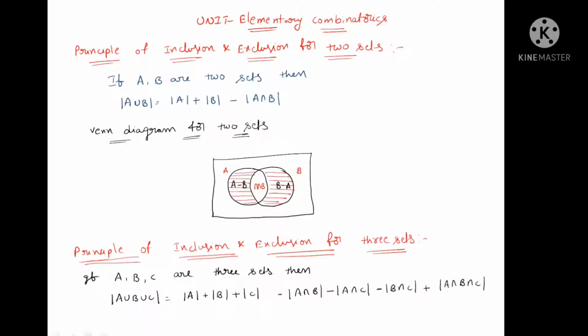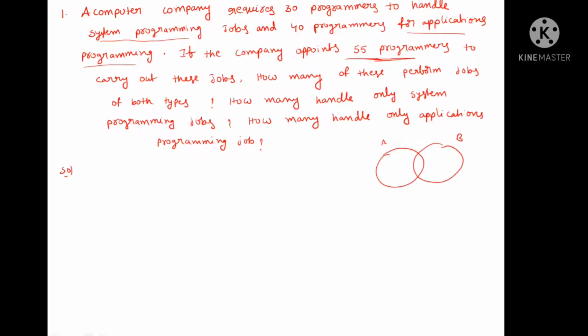First problem is: a computer company requires 30 programmers to handle system programming jobs and 40 programmers for application programming. So the company requires two types of jobs. How many types of jobs? Two types. The first one is system programming and the second one is application programming. For system programming, it needs 30 programmers, and for application programming, the company needs 40 programmers.